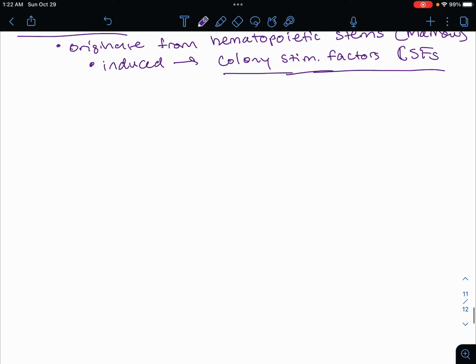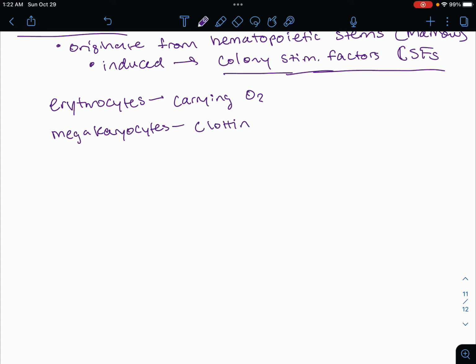And we have categories. We're just going to list the names here. Erythrocytes. These are going to be carrying O2. We also have megakaryocytes. These are going to be clotting agents. And then we have our white blood cells, the leukocytes.